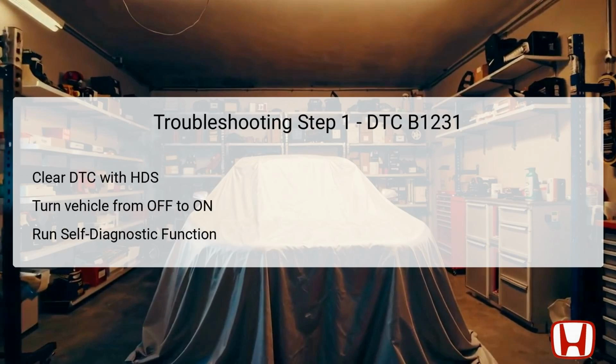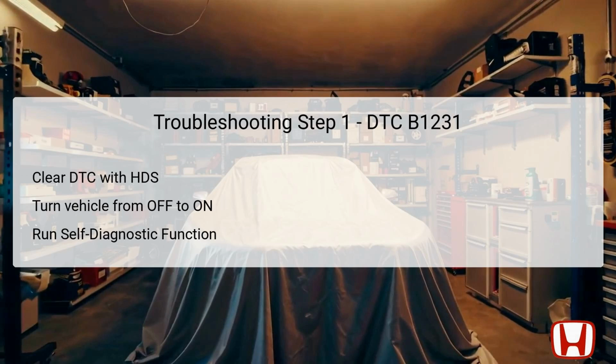The first step in troubleshooting DTC B1231 is to utilize the HDS Honda Diagnostic System to clear the diagnostic trouble codes stored in the vehicle system. After clearing the codes, it is essential to turn the vehicle from the off lock mode to the on mode, which powers up the vehicle's systems without starting the engine.